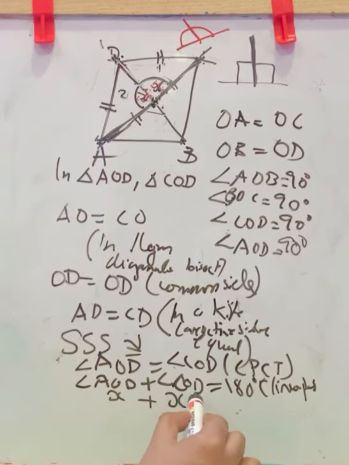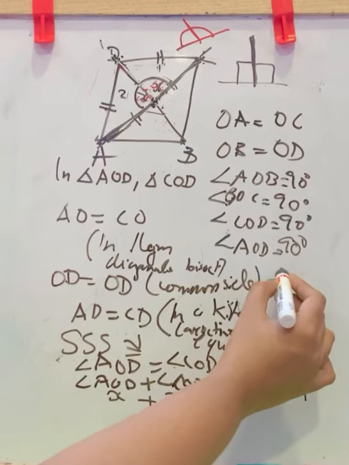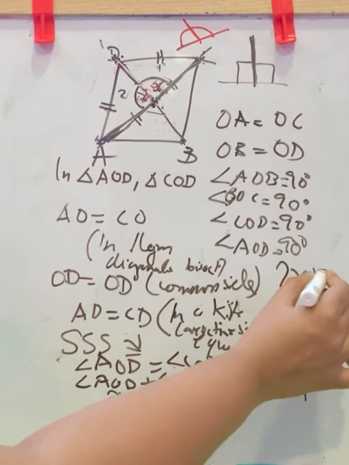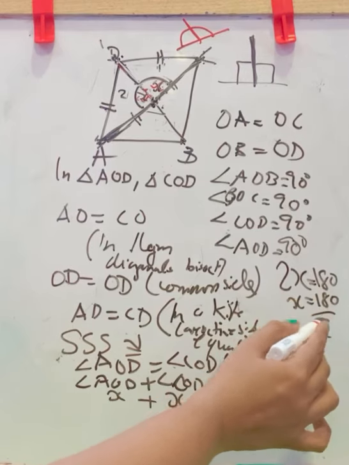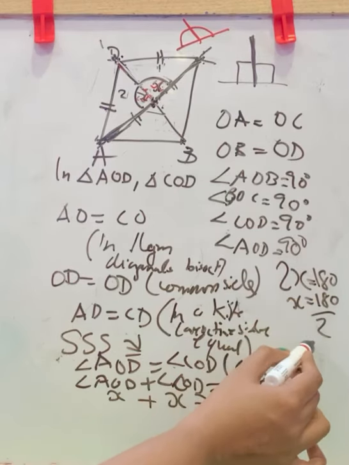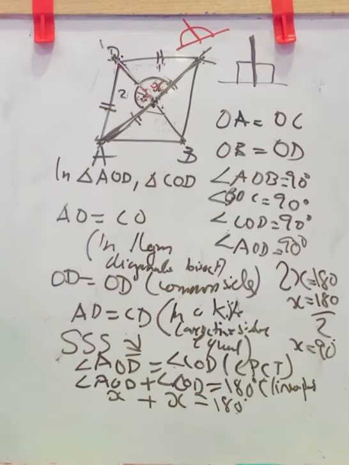X plus x equal to 180, linear pair. Now x plus x, what is x plus x? 2x is equal to 180. X is equal to 180 by 2. 180 divided by 2, x is equal to 90. That means here this angle is 90 degrees. This angle also 90 degrees.